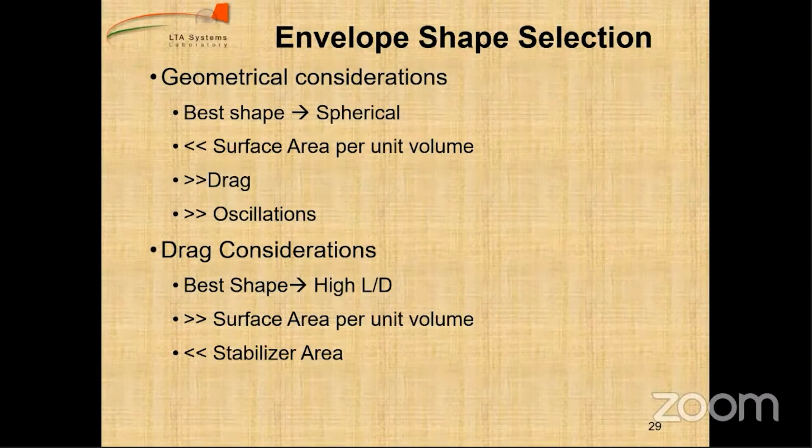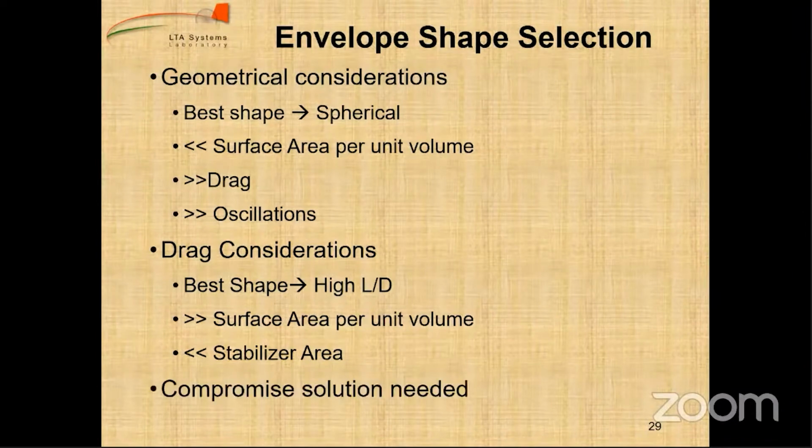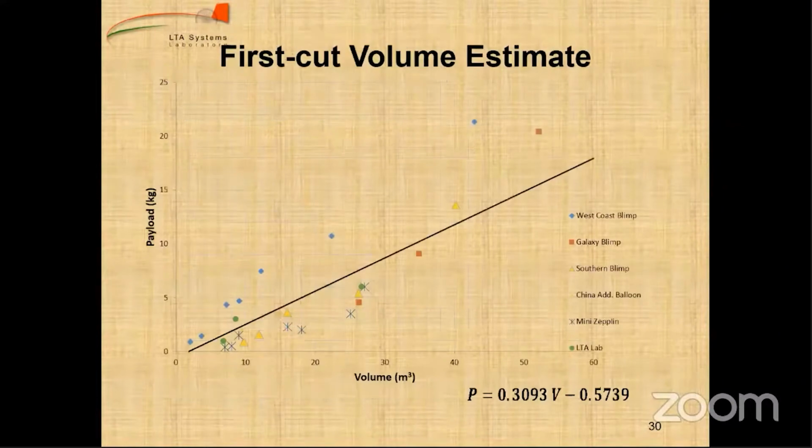So we will have to do some sensitivity study here on what type of shape we should choose. The best shape will be a compromise between two shapes. From the geometry consideration, the spherical shape is the best. From the drag consideration, the best is the shape with a high length to diameter ratio. The compromise between the two will give us our shape.